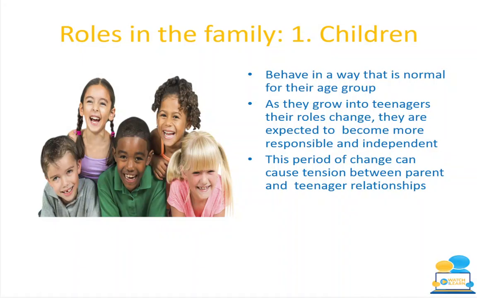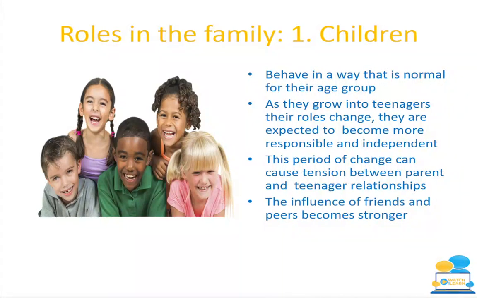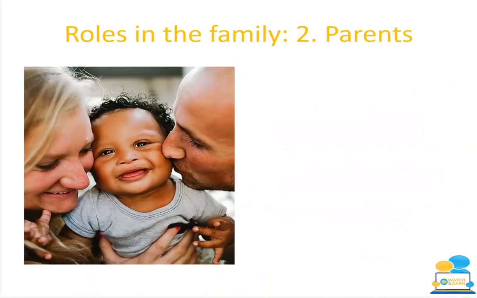So this is a period of change which can cause tension between parent and teenager relationships because there are hormones involved, there are changes, and sometimes the child or teenager just can't help it and they may get overly upset or anxious or angry, which can lead to tension. So as you are transitioning from a child to a teenager, your friends are going to become a bigger part of your world. So peers become stronger.